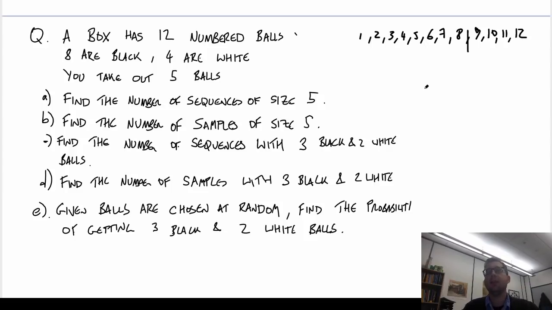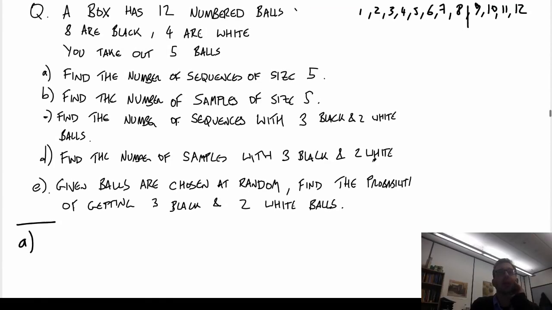Okay, I always find it personally easier to deal with sequences when things come in order, but both kind of work, and hopefully we'll see that by the end of this question. So the first part says find the number of sequences that are of size 5. Let's do that first.